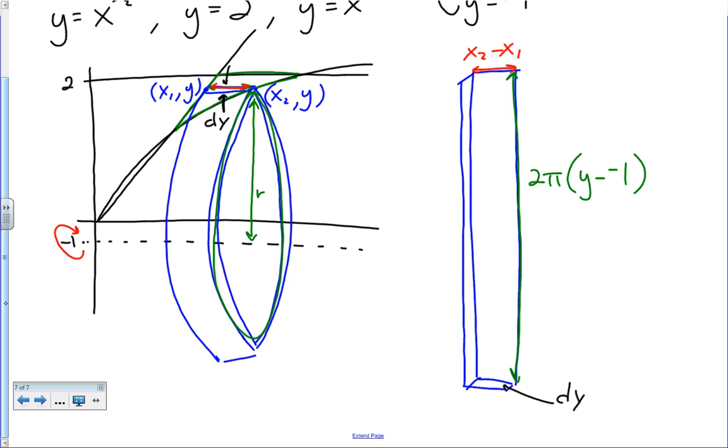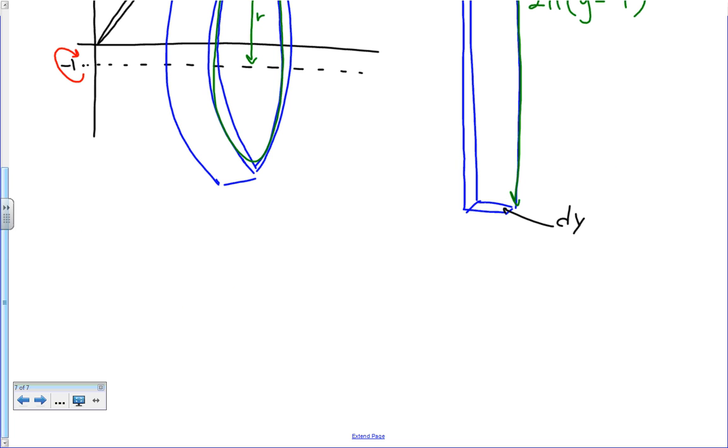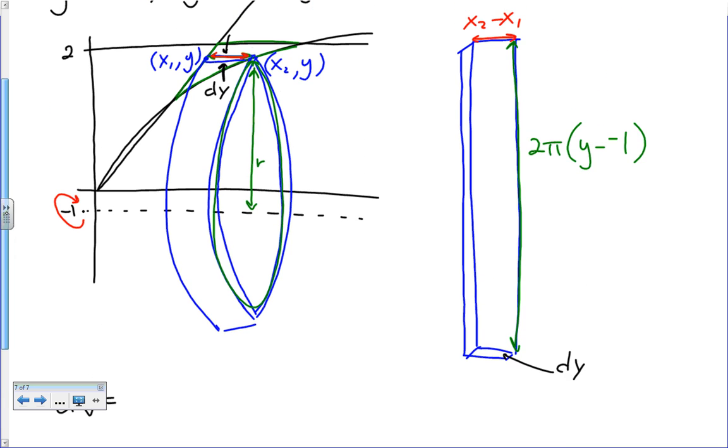All right, so now we want to find the volume of this, so we call it dV. And again, dV is going to be the volume of that rectangular solid: length times width times height.